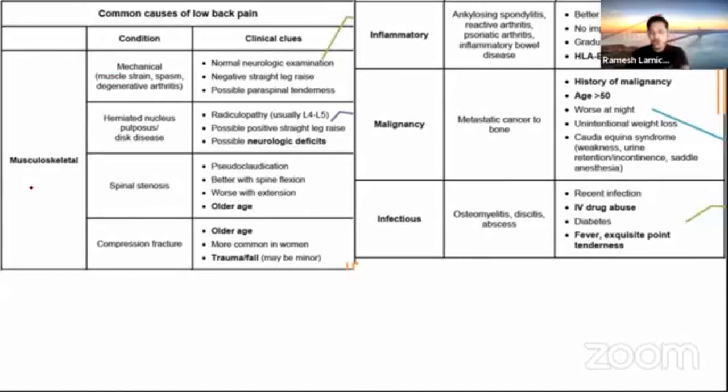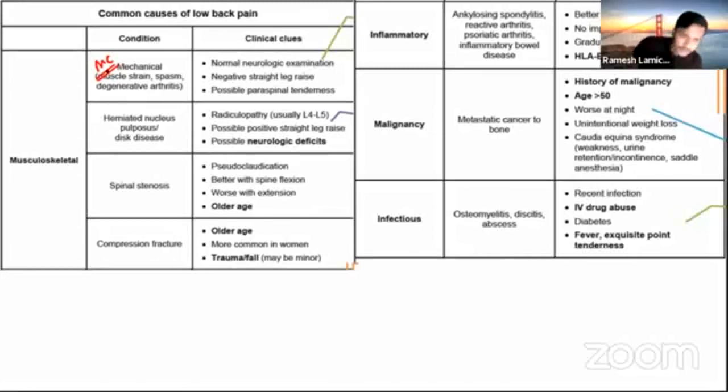One is a musculoskeletal cause, another is an inflammatory cause, another is malignancy, and another is infectious. So you can remember MI: musculoskeletal, infectious, inflammatory, and malignancy. If in viva they ask what is the most common cause of back pain, the answer should be musculoskeletal. The mechanical cause of lower back pain is the most common one.